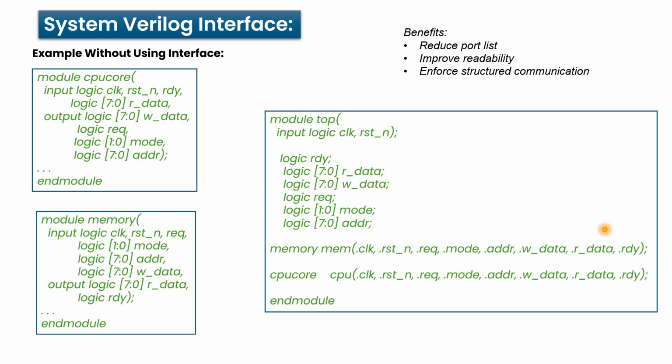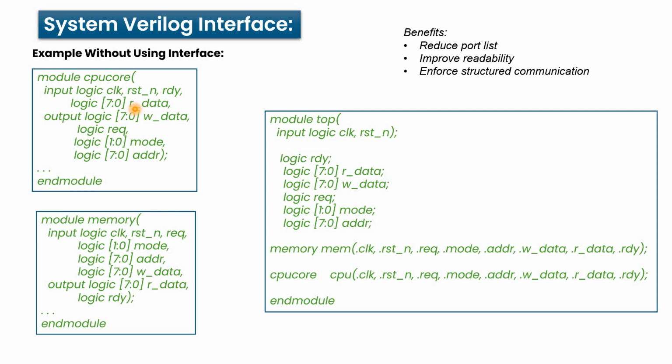First, we are going to see an example where we do not use an interface. We have a module CPU core, which has some global inputs, clock and reset, and then some inputs like ready and read data, and then outputs write data, request, mode, and address. You can understand it as a CPU which is trying to read data from some memory.